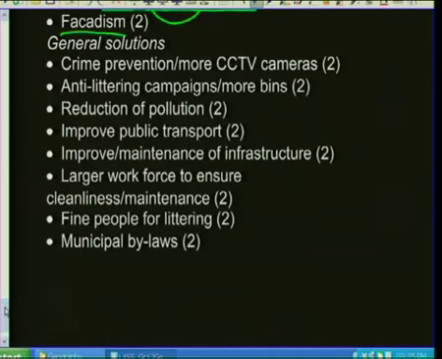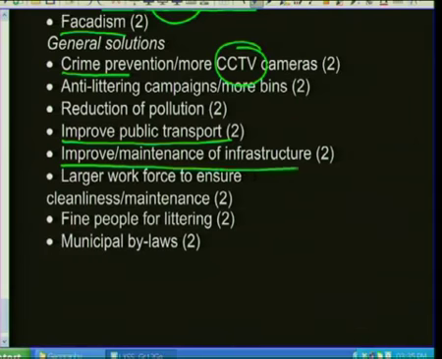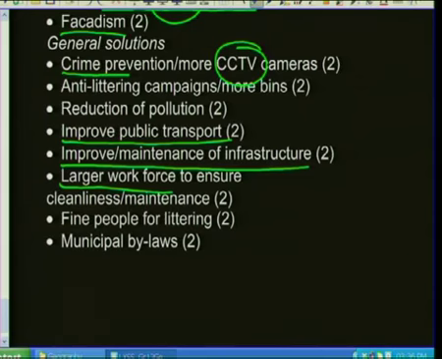Finally, in terms of general solutions, crime prevention, like CCTV cameras, better patrols by the police, improved public transportation, something along the lines of an integrated transport network of buses and trains, and of course, critically, the improved maintenance of all of those infrastructure systems. So improving and maintaining your transport, electricity, your sewage and waste disposal units. A larger workforce will enable all of this to take place. And of course, it has the added benefit of giving people jobs, employment, giving them money that they can go and spend, and thus stimulate the economy as well.